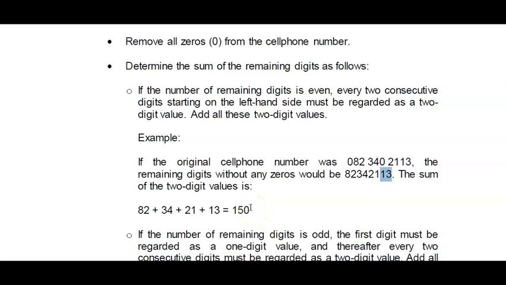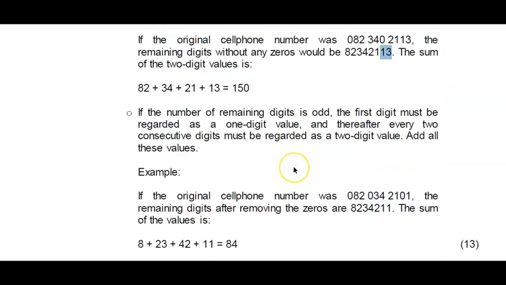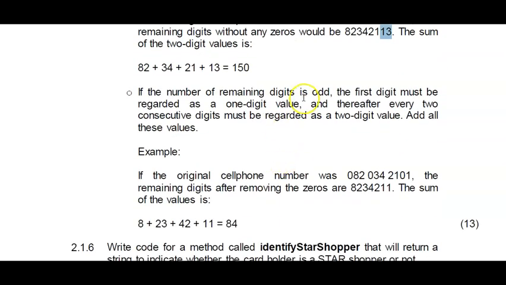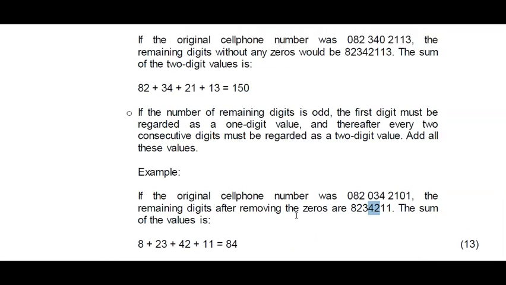If, however, the numbers after you've removed the zeros is odd, so the number of numbers there is odd, what we'll do is we're going to take the first digit as a single digit. And then from there on, so you can see there the 8 is on its own. And from there on, we're going to take every 2 digits and we're going to add them together. There are many correct ways of doing this question. So what I suggest you do is press pause and try it yourself.